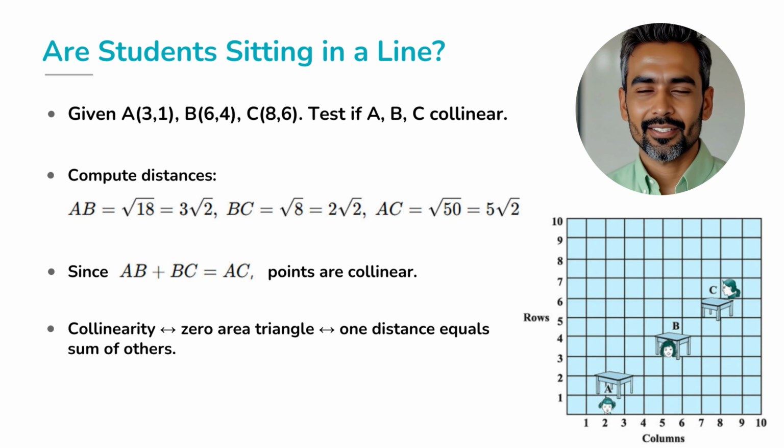Compute distances. AB equals 3 root 2. BC equals root 2. AC equals 5 root 2. And look, AB plus BC equals AC exactly. That means the three girls are collinear, sitting perfectly in one line. So next time someone argues about seating arrangements, just pull out the distance formula.